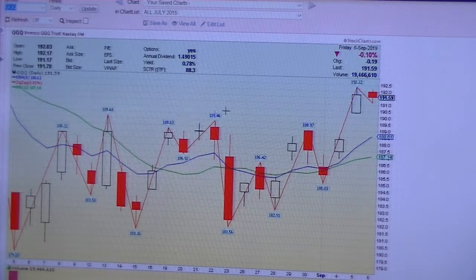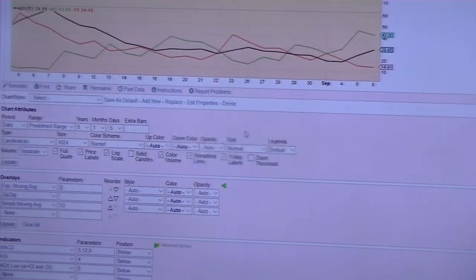So we lost the 195. So now we're down to 192. So our support and resistance area is 179.20 to 192.32. So it changed.